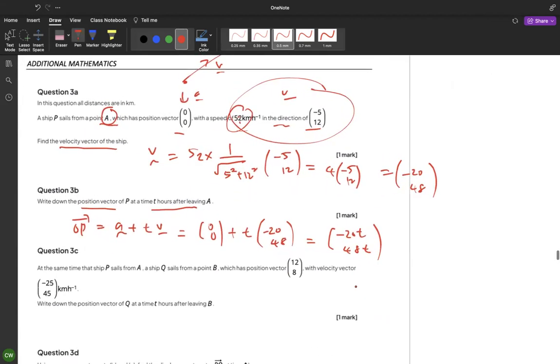Okay, how about the next one? Do you know what to do with this, and this? What is the equation for OQ? What is the starting point? 12, 8. T times what? Do you have the velocity? So do we need to do anything on this or not? Do we need to find the unit vector for this or not? No need, because this is already velocity.